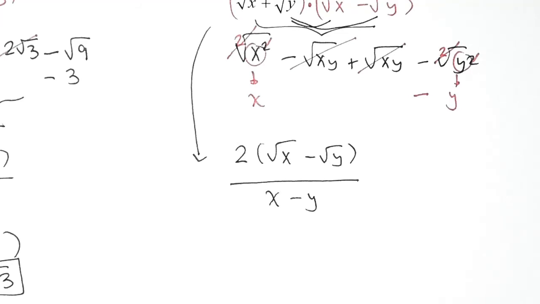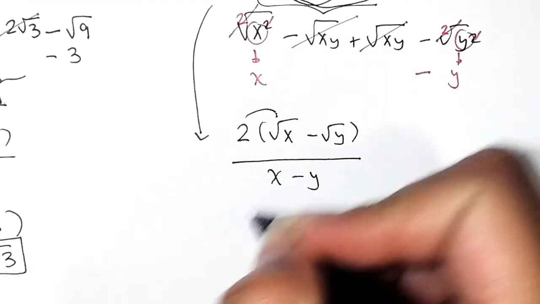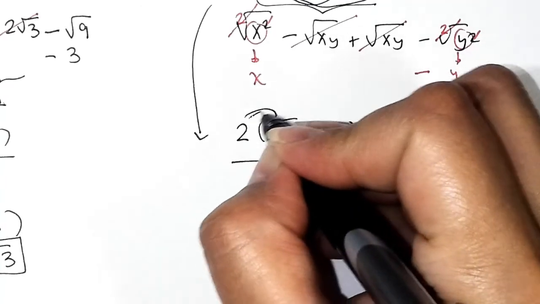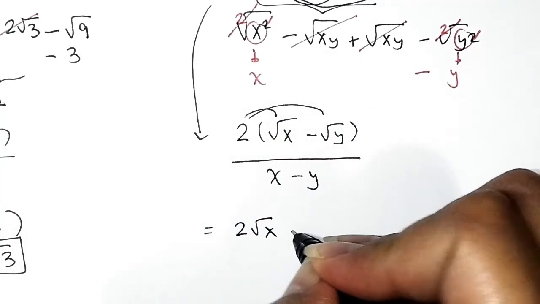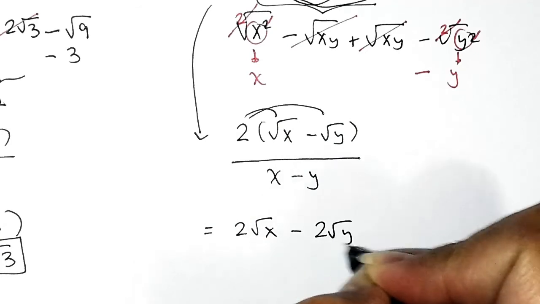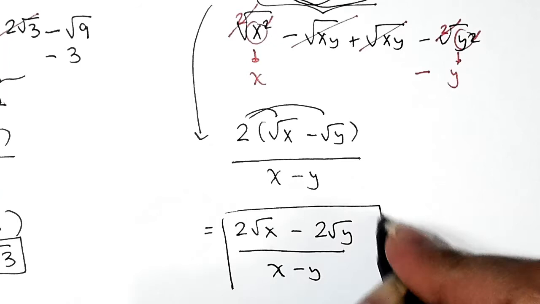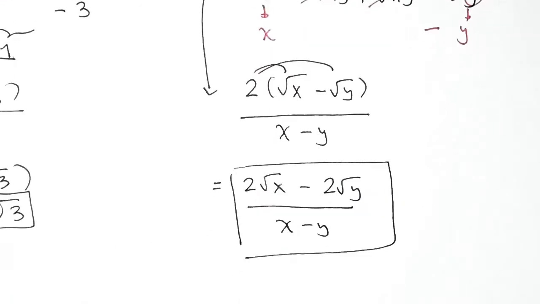So let's go ahead, distribute the 2, and be on our merry way. 2 times the square root of x will give us 2 times the square root of x. 2 times negative square root of y will give us negative 2 square root of y. And the denominator, let's go ahead, bring it down. Cool. Alright, so I think we're good.